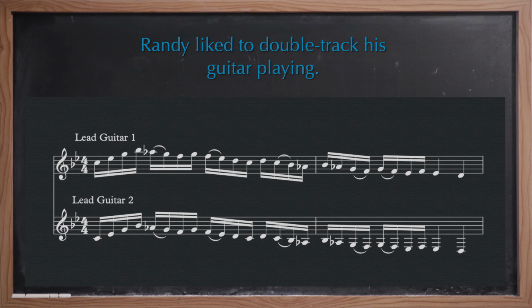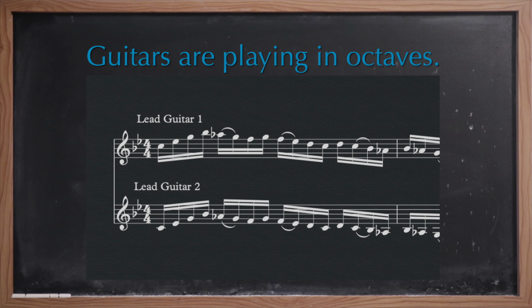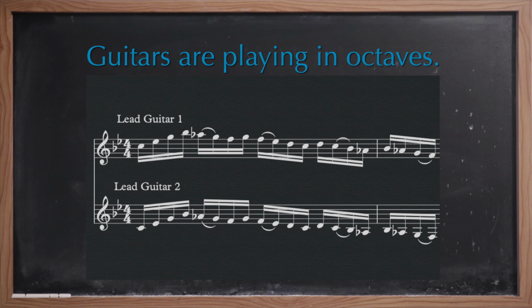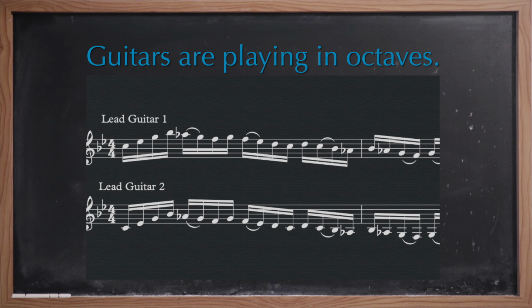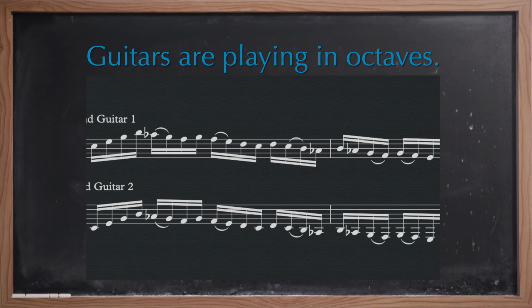One other thing that Randy was pretty famous for was double tracking or overdubbing all of his guitar parts. He double tracked his rhythm guitars and also his lead guitars. And in the first part of the solo for Over the Mountain, he does double track the solo, but he does it in parallel octaves, meaning that one of the guitars is at the bottom octave and the other is at the top.